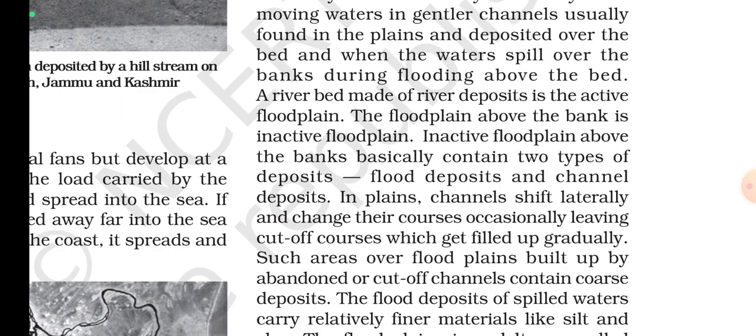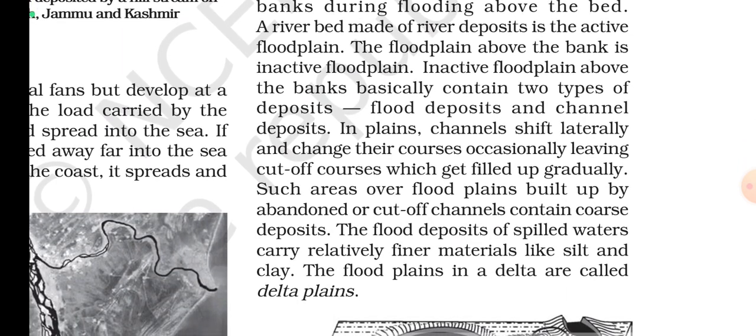above the bed. A riverbed made of river deposits is the active flood plain. The flood plain above the bank is inactive flood plain. Okay. Inactive flood plain above the banks basically contains two types of deposits, that is flood deposits and channel deposits.